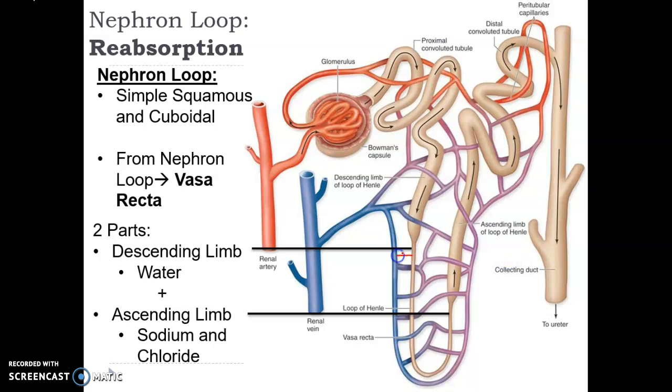So as I mentioned in my diagram, this is permeable to water. So water is reabsorbed back as the fluid moves down, which concentrates the fluid. And then as the fluid comes back up into the ascending limb, salt is reabsorbed back, and that further dilutes the fluid.